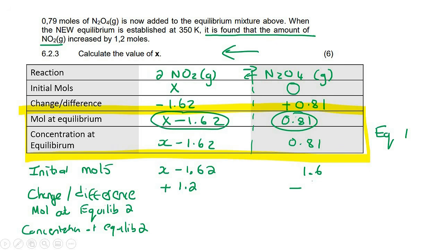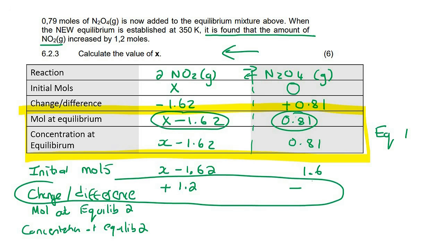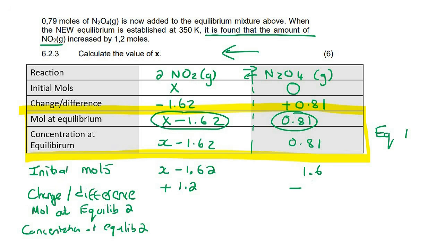Okay, it has to be like that. You can't have both of them increasing or both of them decreasing. But now remember that this row, the change row, is the most important one, because it uses the mole ratios of the given equation to get the values. So we said that this one's a positive and this one's going to be a negative. Now, if this one's positive 1.2 and the mole ratio is 2 to 1, then this one would be half of 1.2. It would be 0.6.